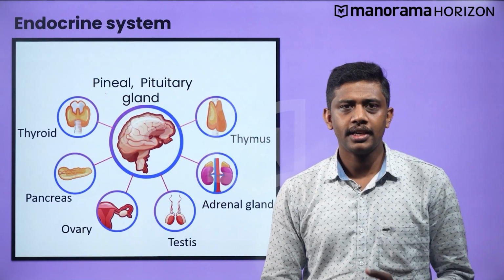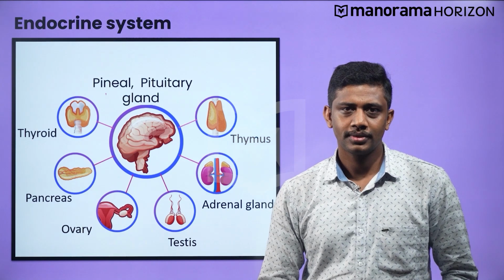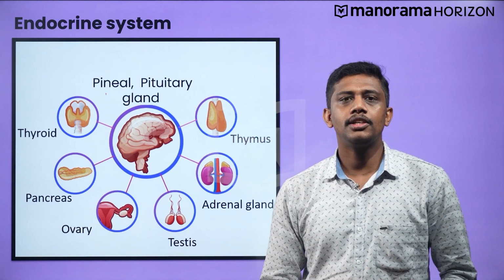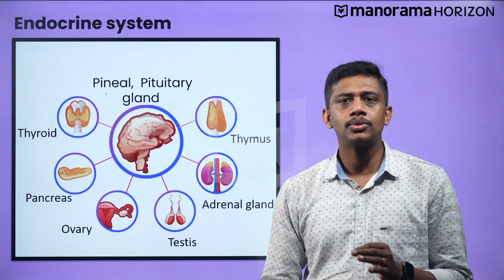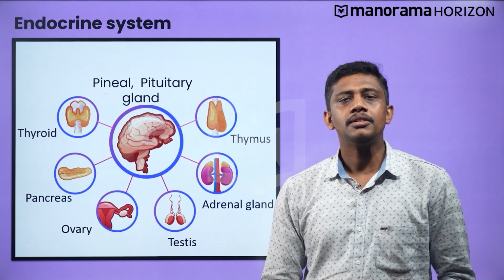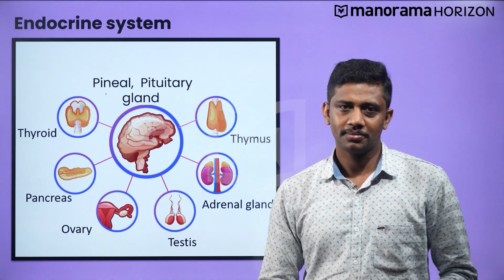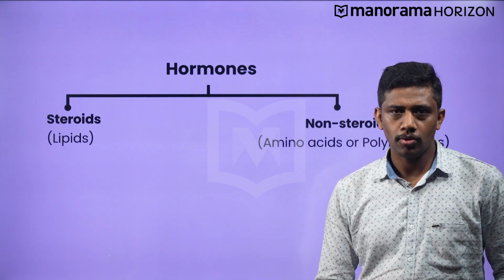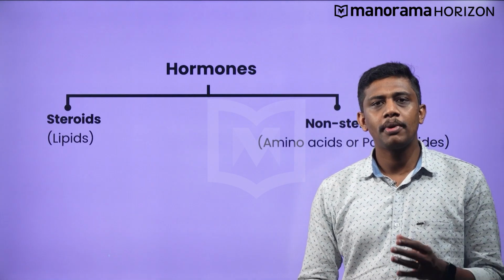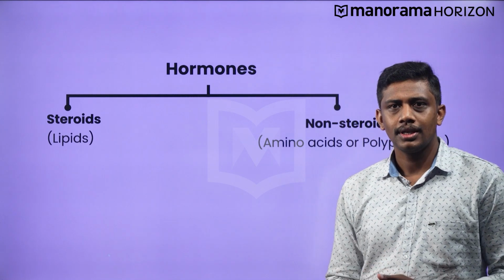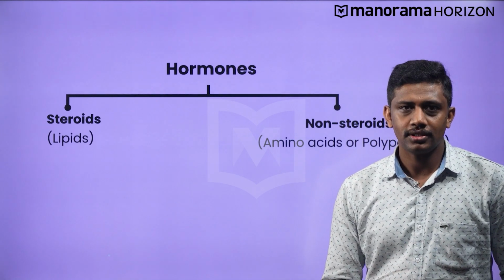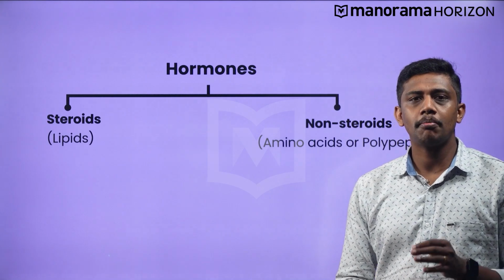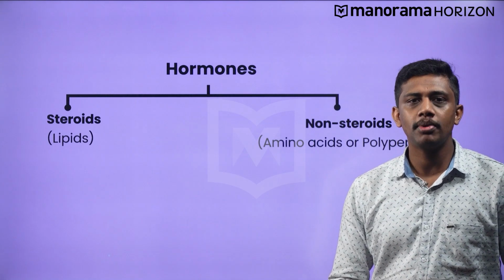Hormones are secreted by the endocrine glands in our body. They are secreted directly into the bloodstream and are transported to the site of action. Here, we will discuss only a few of them. Hormones are broadly classified into steroid and non-steroid hormones. Steroid hormones are basically derived from cholesterol, hence of lipid origin. Non-steroid hormones are made of amino acids or polypeptides.